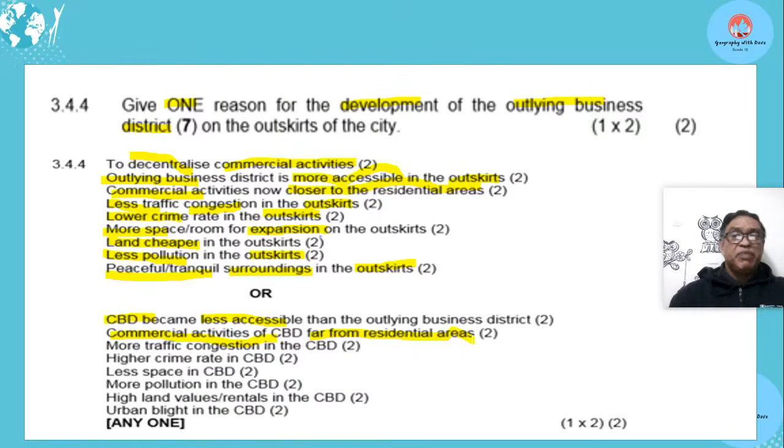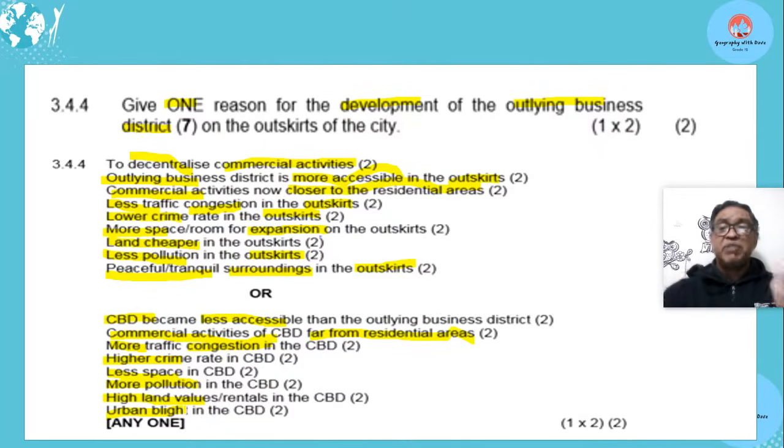So it's far from there. Now we're looking at it from the CBD. More traffic congestion in the CBD. All right? Can you see the same things, but we're taking it from the viewpoint of the CBD? Higher crime rate. There we said lower crime rate. Less space. Can you see the opposites? It can be answered. More pollution, higher land values. Can you see it? And lots of urban blight in the CBD, dilapidated buildings.